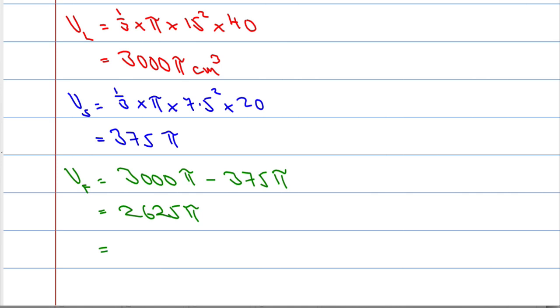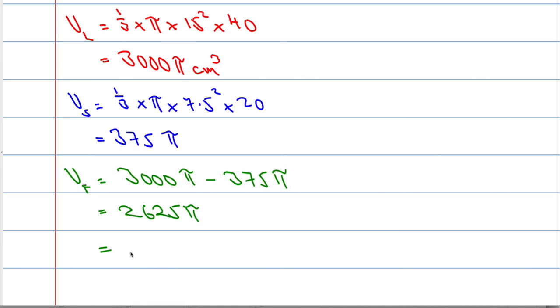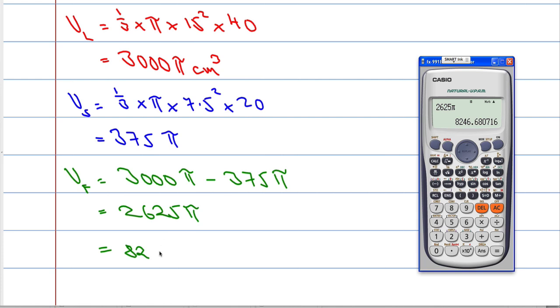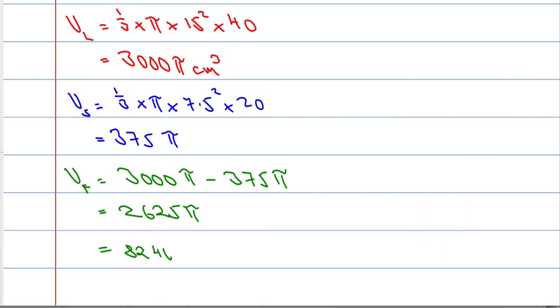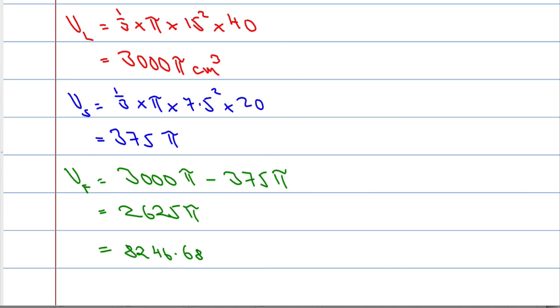And we need to give this to 3 significant figures. So 2625 pi equals, to 3 significant figures, is going to be 8250. In fact, you know what? I'm going to write down the whole thing first. 8246.680716.